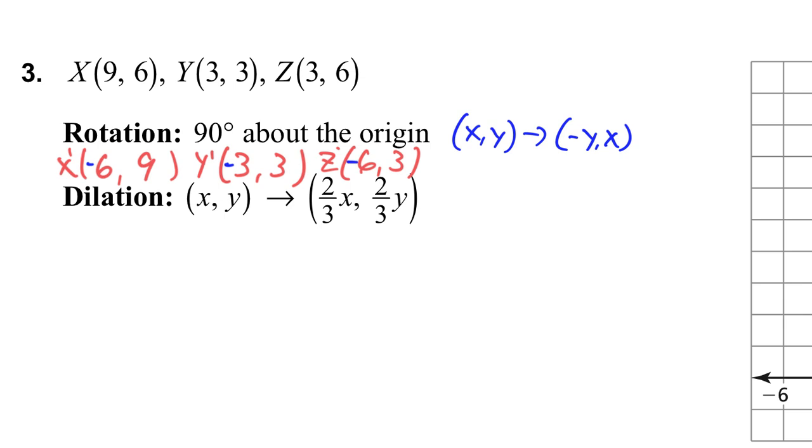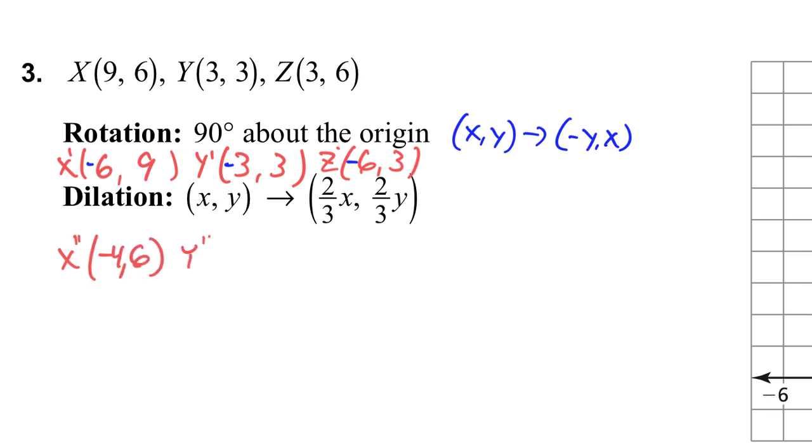Then we're going to work at the dilation. So we're going to multiply everything by 2/3. It's still going to be a reduction because 2/3 is less than 1. So we end up with x double prime. When I multiply negative 6 by 2/3, I get negative 4. And 9 times 2/3 is 6.